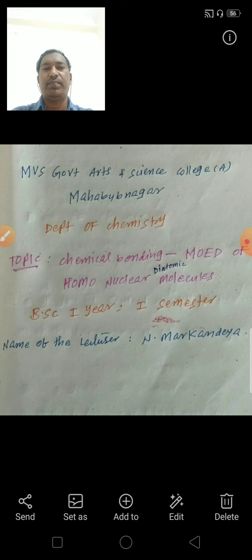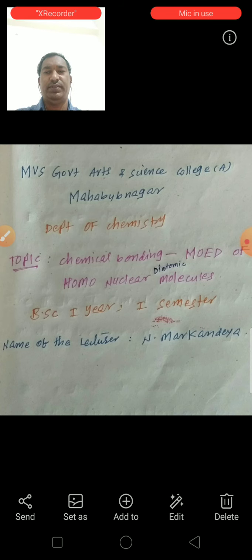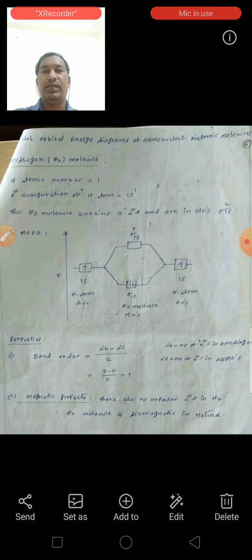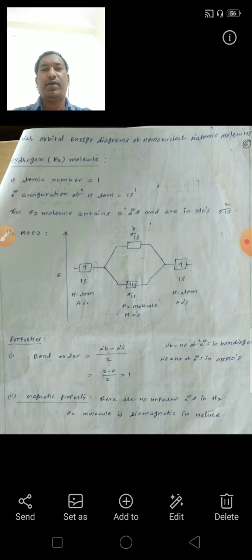Topic is chemical bonding. MOED, molecular orbital energy diagram of homonuclear diatomic molecules. So for BSc first year, first semester. See here, molecular orbital energy diagram of homonuclear diatomic molecules.